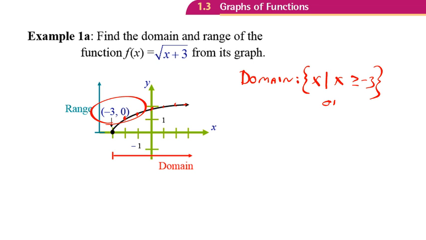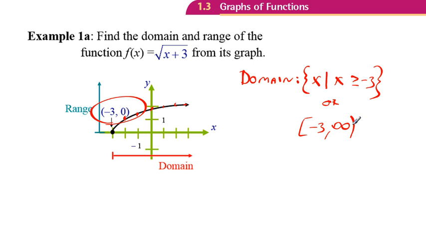Okay. Another way that you could have represented this is that it starts at -3, we put a bracket, and then it goes on forever to the right, which means it goes to infinity, which means we're going to use the infinity symbol, the sideways figure eight, and then we use a parenthesis. You always use a parenthesis when you are writing your notation for domain with infinity, because you can never reach and never obtain infinity.